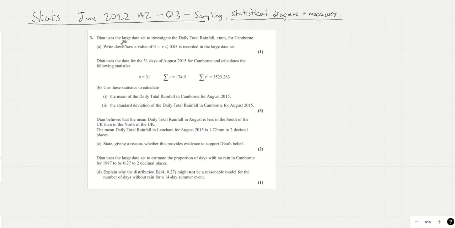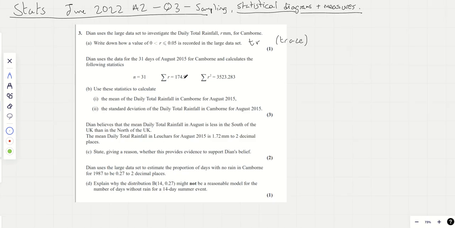Okay, Deanne uses a large data set to investigate daily total rainfall, R, for Camborne. Write down how a value of 0 to 0.05 is recorded in the large data set. Now, once again, on the large data set, on the front page, read that front page, you will find out that any item of data like that, they record as TR or trace. Have a good look at that large data set. It is definitely well worth a look.